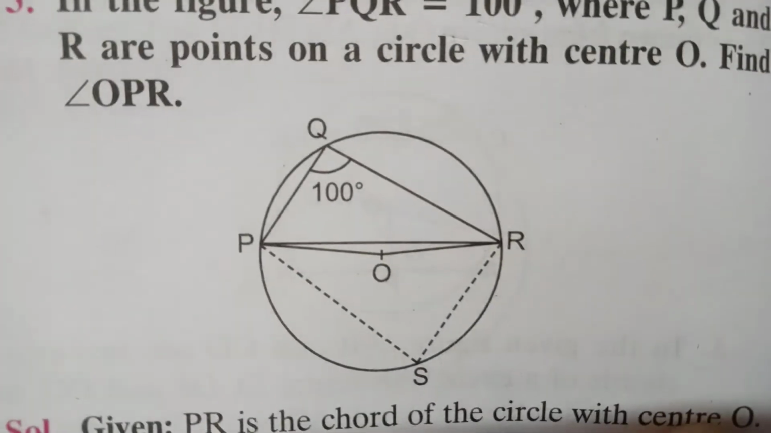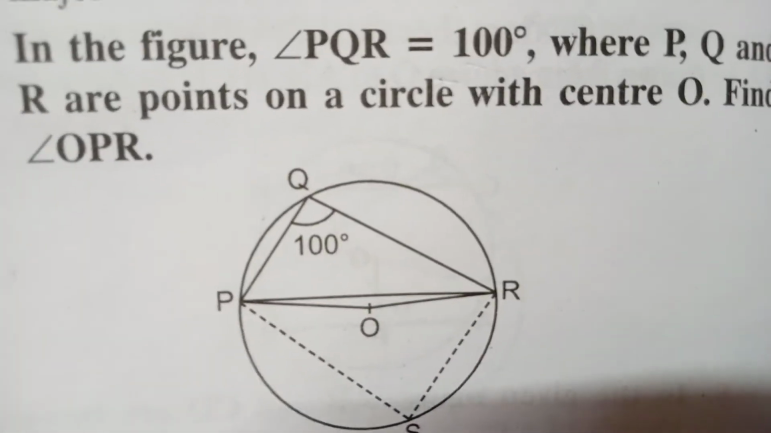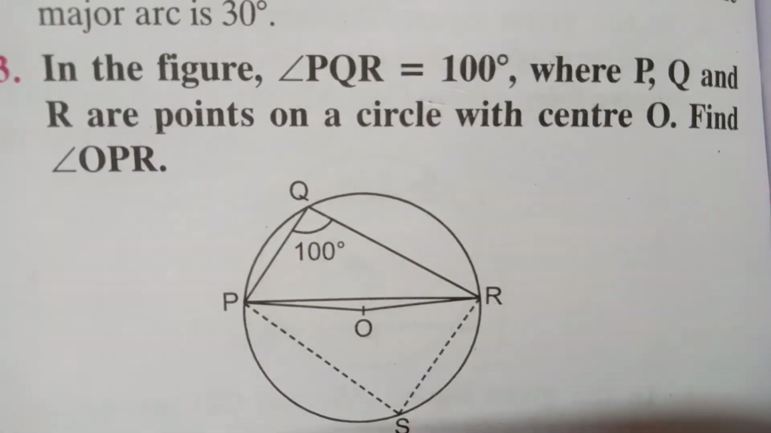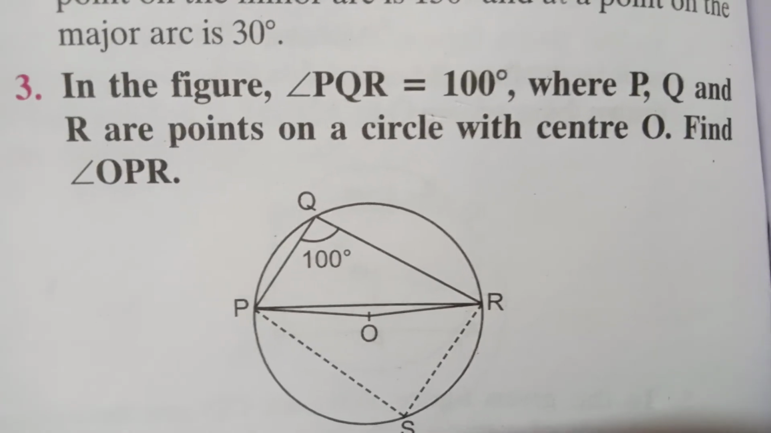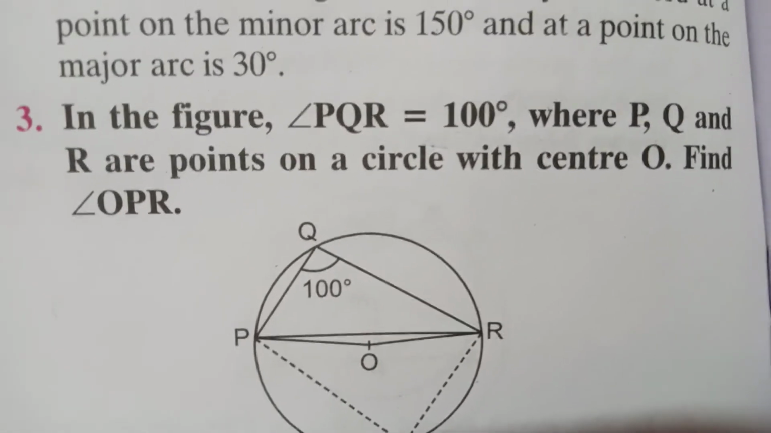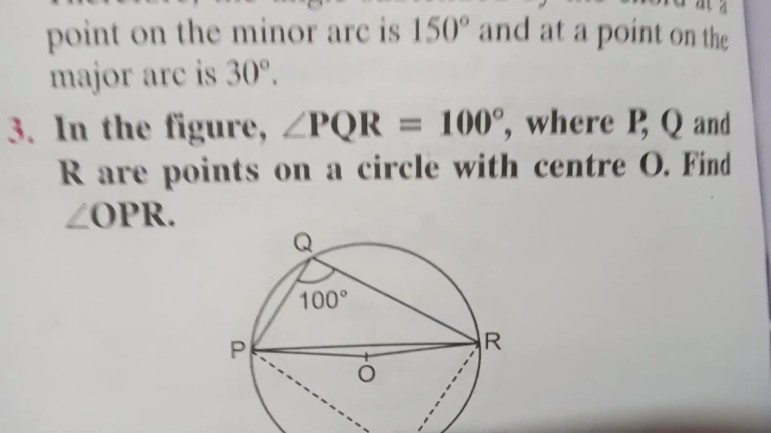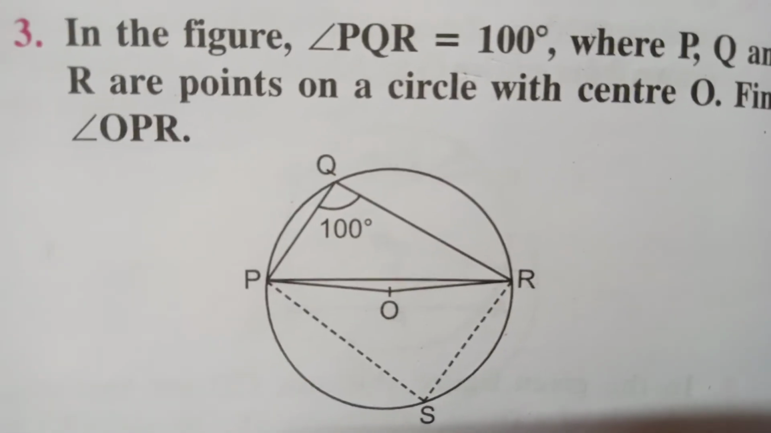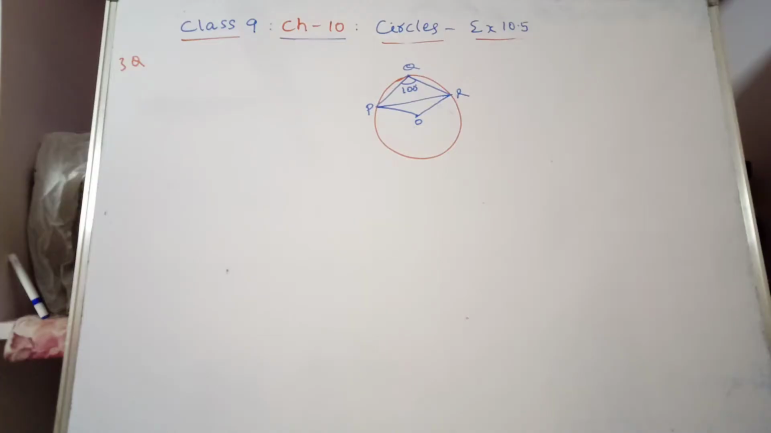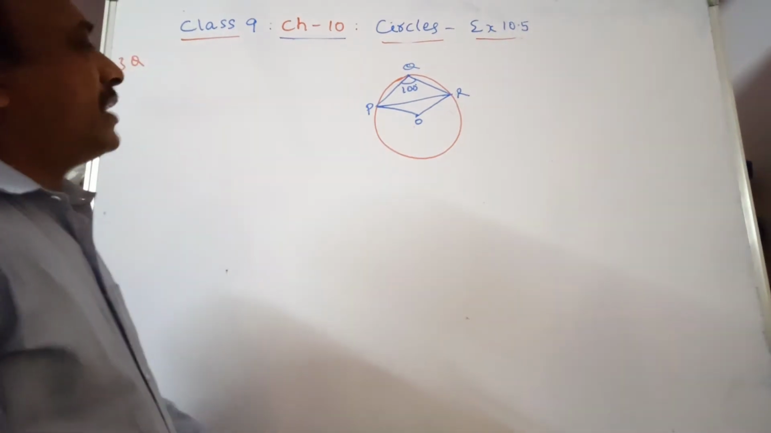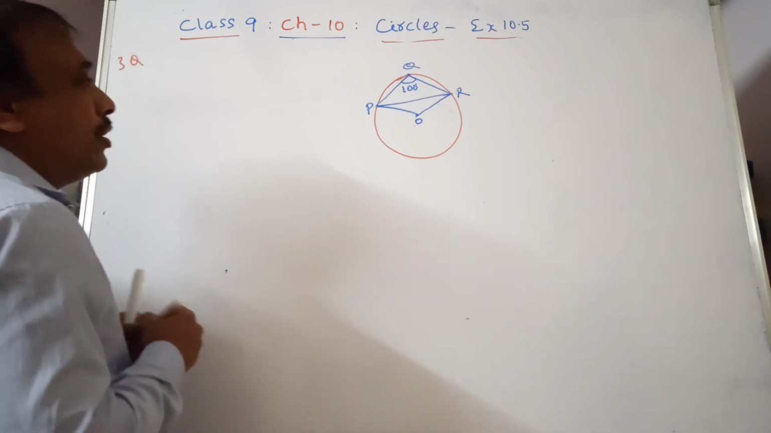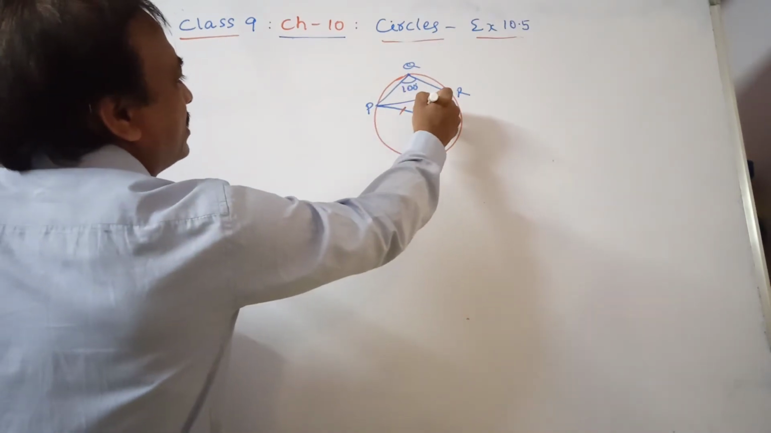Question number 3. In the figure, angle PQR is equal to 100 degrees, where P, Q and R are points on a circle with center O. Find angle OPR. Observe it. Now O is the center of the circle, and OP and OR are the radii, which are equal as they are radii. So OPR is an isosceles triangle.